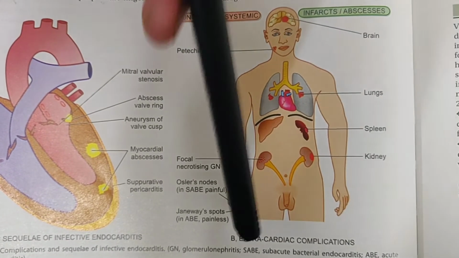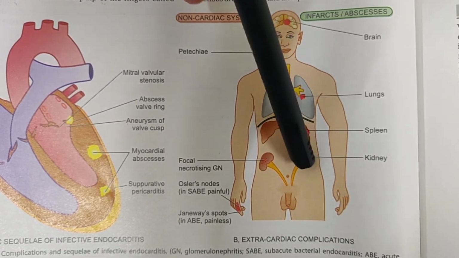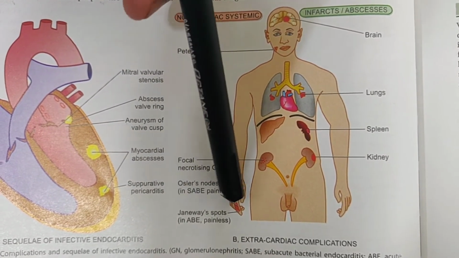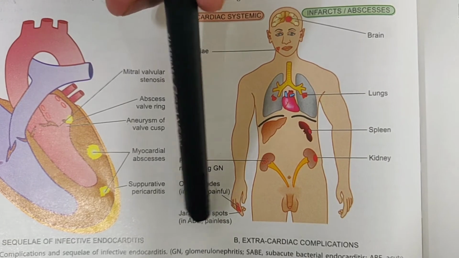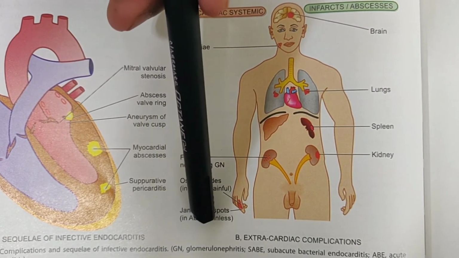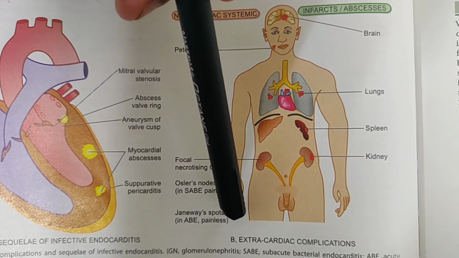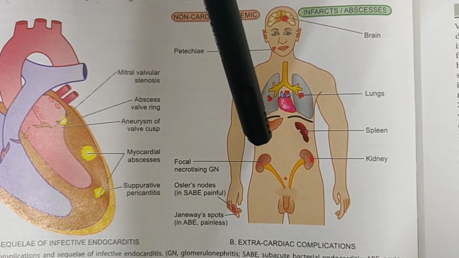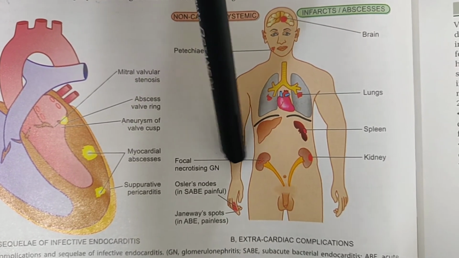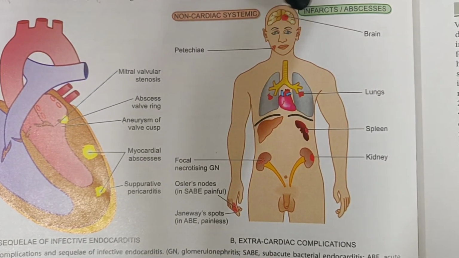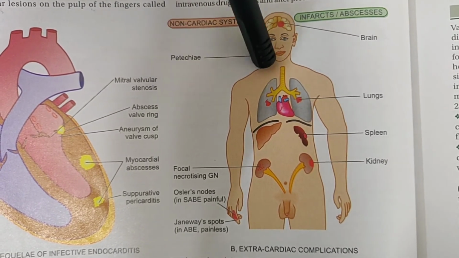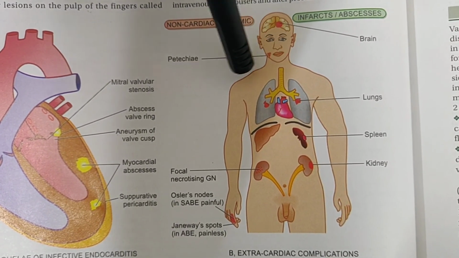When you see here, we can see the extracardiac manifestations, like in the kidney, it leads to focal necrotizing glomerulonephritis, and in subacute bacterial endocarditis, we see painful Osler's nodules, whereas Janeway spots are painless in acute bacterial endocarditis, which occur in the pulp of the fingers, whereas Osler's nodules occur on the fingertips of the hand. And it can also cause infarcts in the spleen and in the brain, which cause stroke. And also we see petechiae due to emboli, which damage the capillaries.